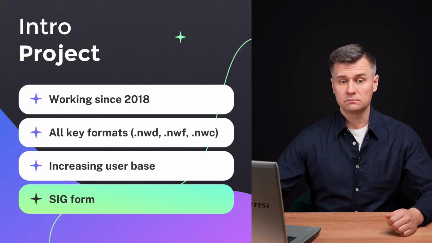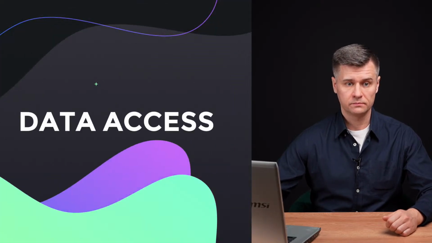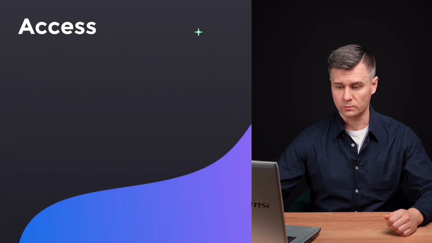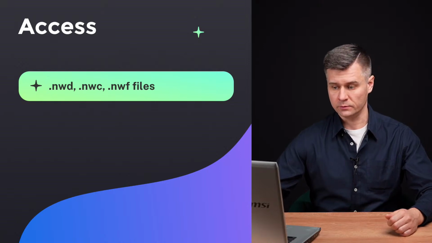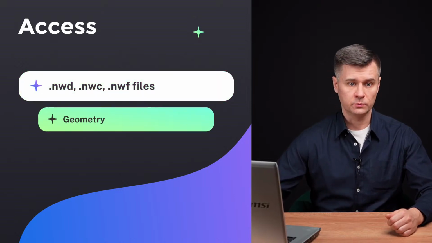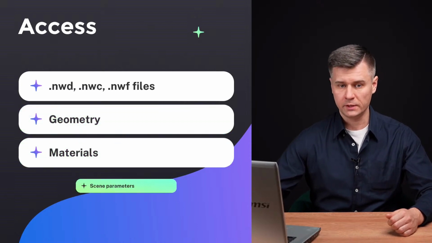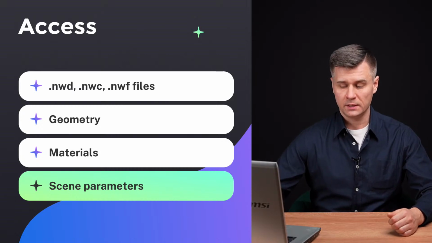So, let's enumerate some blocks and start with the data access. How you can access the data in the Navisworks models. As we mentioned, there are three main formats: NWD, NWC, and NWF, and we are able to read them all and access data in those models. It may be geometry data, it may be materials, it may be scene parameters, and other data. It is available by ODA SDK.